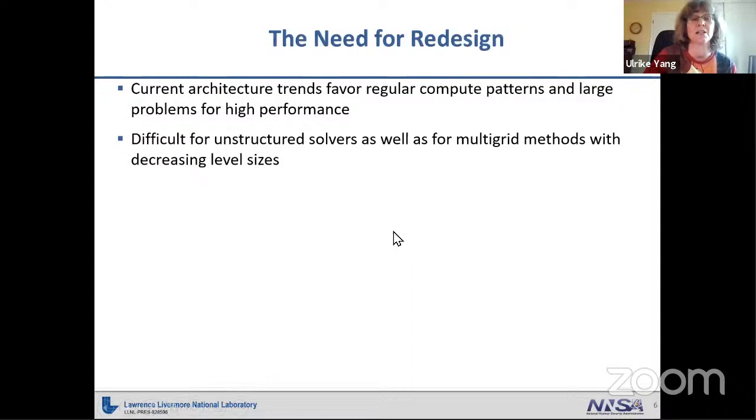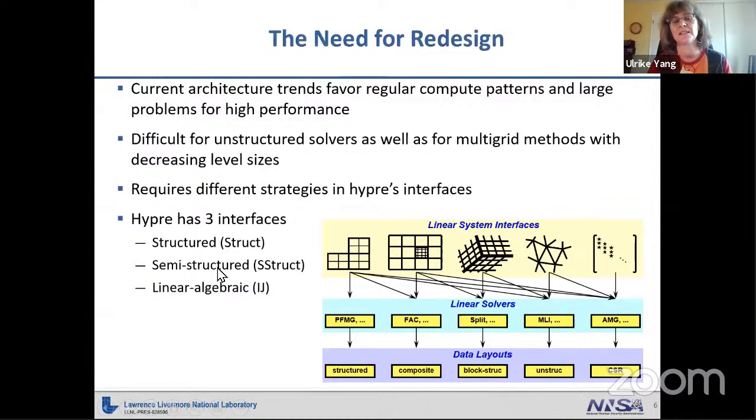However, hypre does have different interfaces. There are essentially three: a structured, a semi-structured, and a linear algebraic interface, which is the unstructured interface. So there is some additional potential in these other interfaces. The basic idea is that you could have a problem coming from a structured problem, and if you can use the structured interface, then you have access to some very fast multigrid solvers. PFMG is probably our fastest multigrid solver, but it requires a completely structured problem.